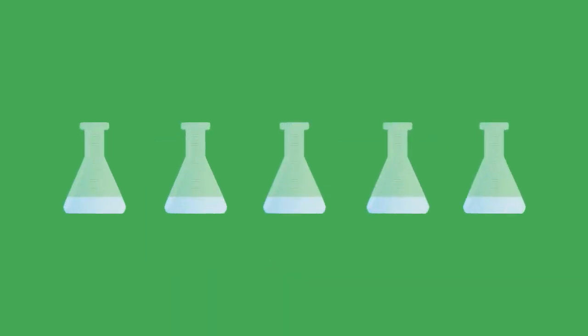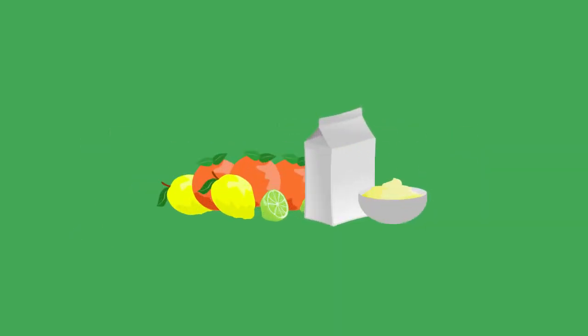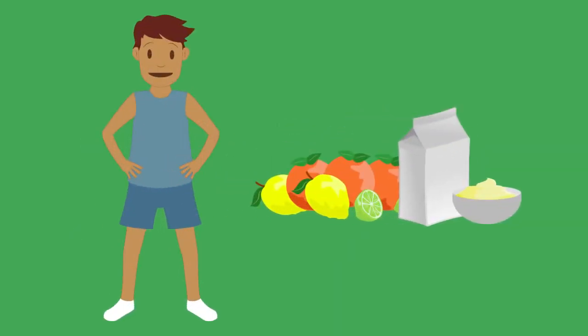So to summarize, there are many kinds of acids, not just hydrochloric acid and sulfuric acid. A lot of these acids can be found in everyday food items, inside our body, and in many other real-life applications.